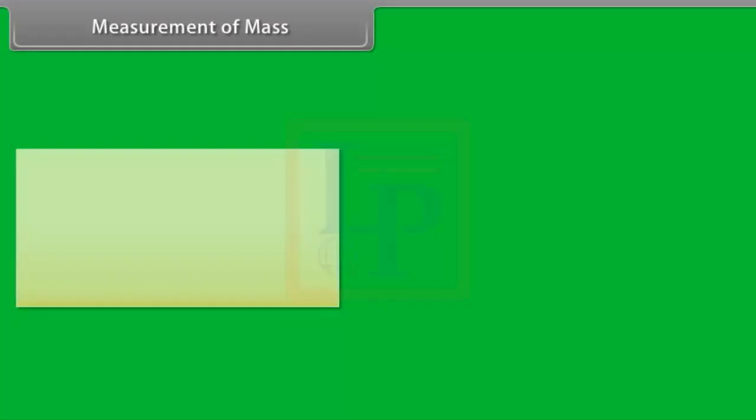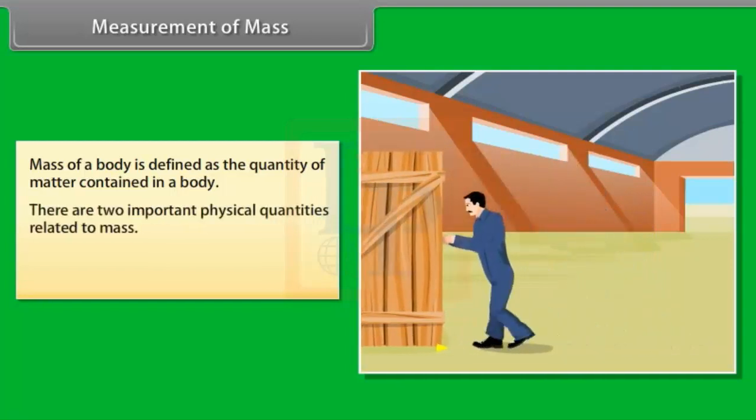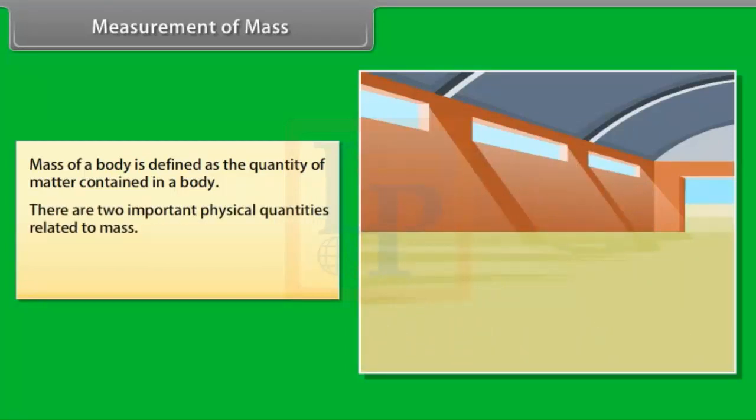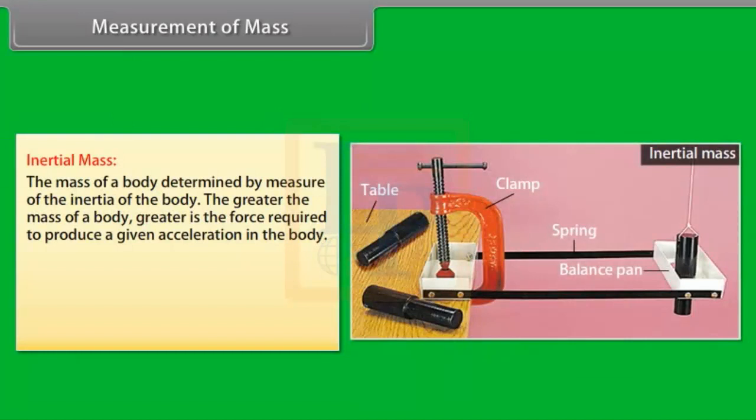Measurement of mass. Mass of a body is defined as the quantity of matter contained in a body. There are 2 important physical quantities related to mass of a body. These quantities are inertial mass and gravitational mass. Inertial mass: the mass of the body is determined by measure of the inertia of the body. The greater the mass of a body, the greater is the force required to produce a given acceleration in the body.